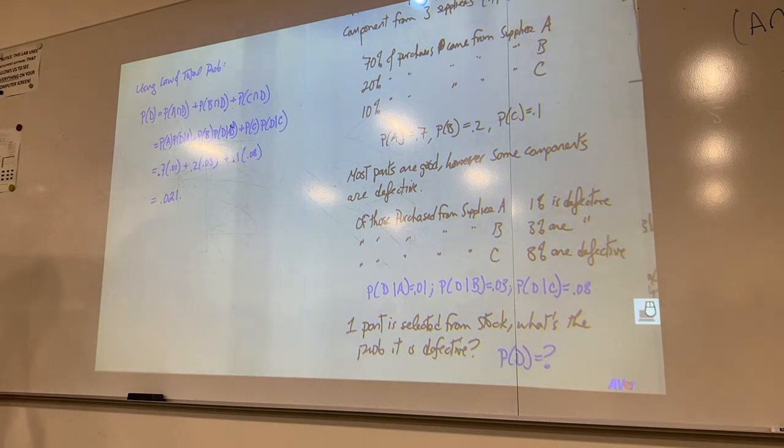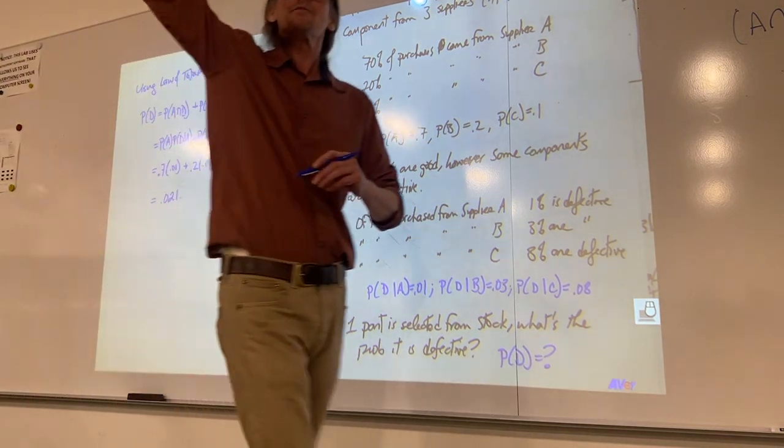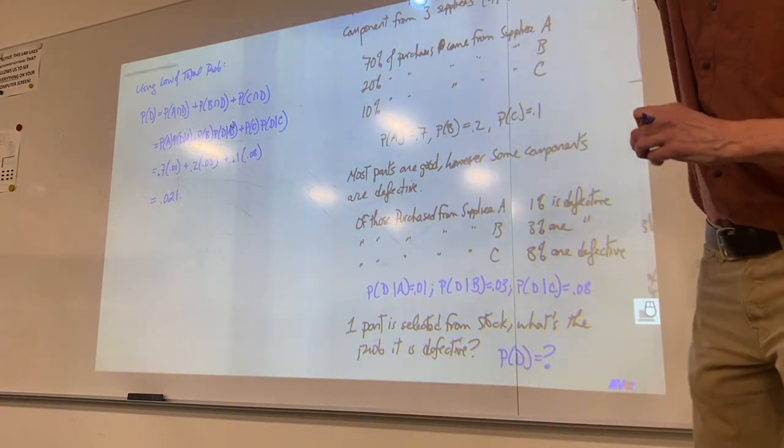So the probability of selecting a random part without regard to supplier, we'd conclude that of all the stock, if there's a lot of stock in there, 2.1% of the stock is defective. How's that feel? Does that feel okay? Law of total probability is not bad. It's not bad.